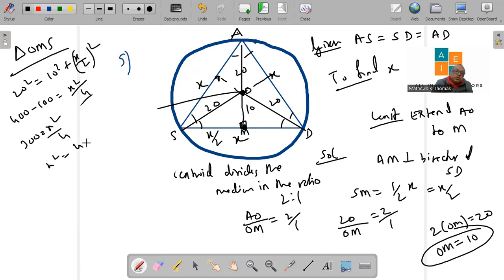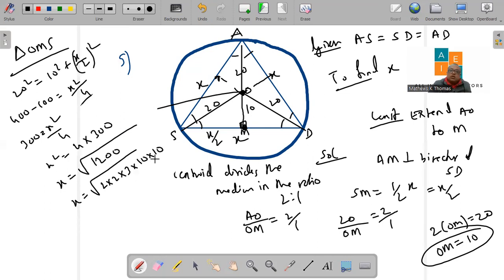Cross multiply: x square is 4 into 300. x will be root of 1200. Now, if I factorize this, I'm going to get 2 into 2 into 3 into 10 into 10. I need to make groups. I'm going to get 2 groups: one of 2, the other of 10. So x will be 2 into 10 into root 3; 3 doesn't have a pair, so that will remain alone. So the value of x will be 20 root 3 meters.